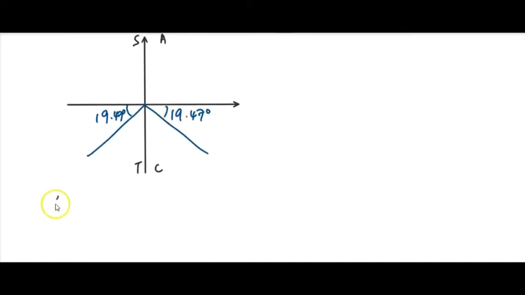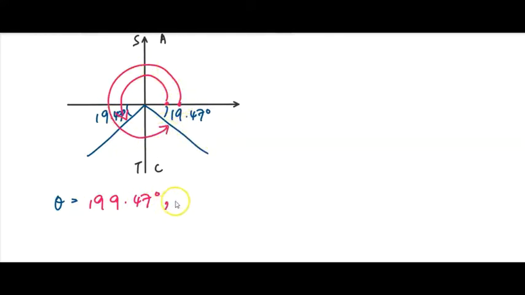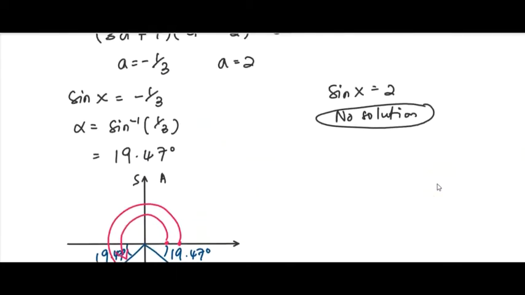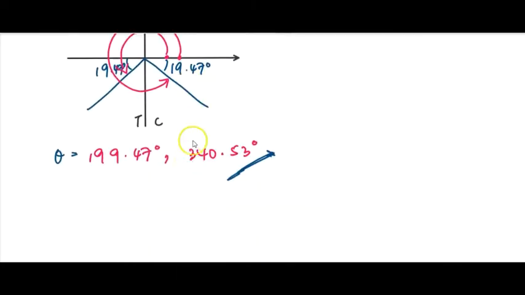Now you can get your theta by measuring your angle starting from the positive x-axis. The first angle is 199.47, and the second angle is 360 minus 19.47. So this is our solution. Since for the second equation there will be no solution, we only have 2 angles to be accepted as the answer.